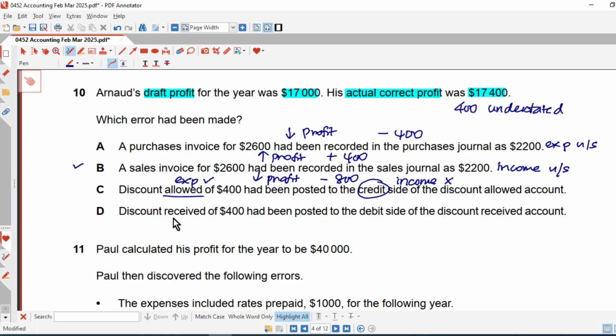Now, option D, discount received of 400 was posted to the debit side of the discount received account. Supposed to be an income, you treated this as an expense. So what I need to do is increase the profits back up by a total of 800. So remove the debit, record the credit. So again, that's entirely a wrong figure. So B will be my best option.